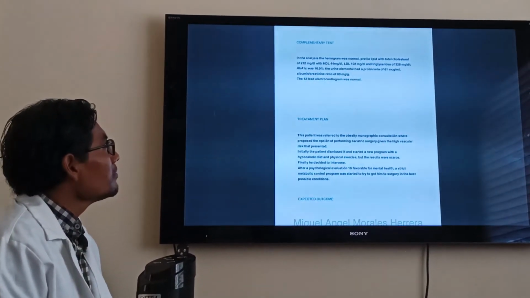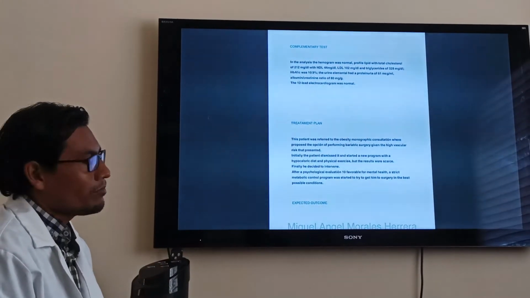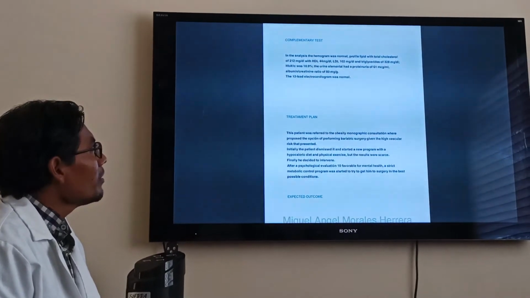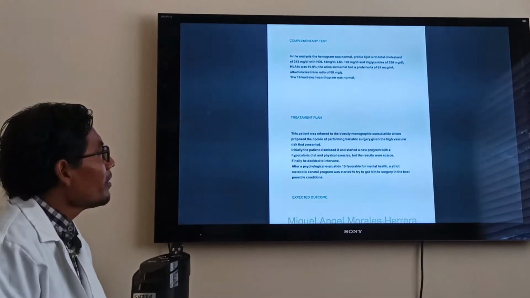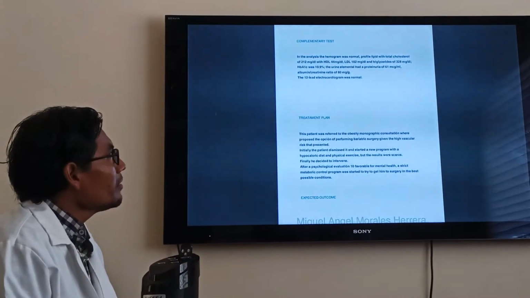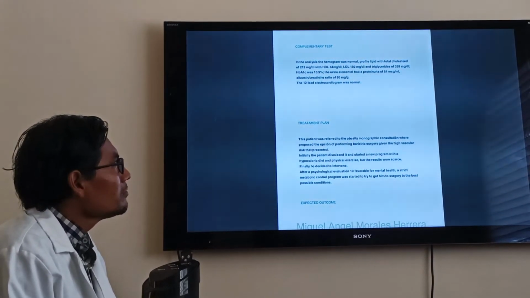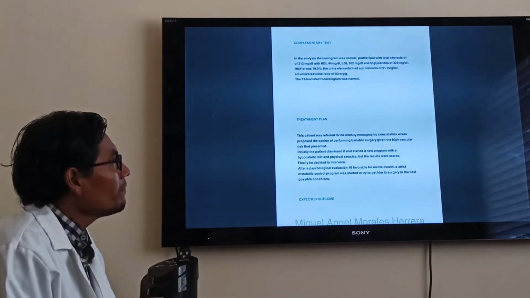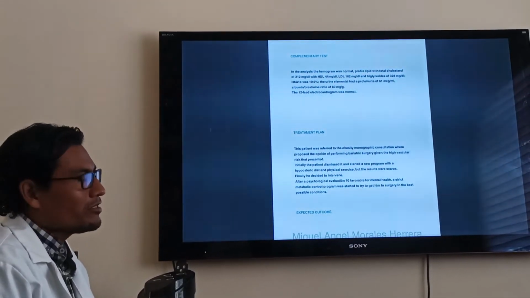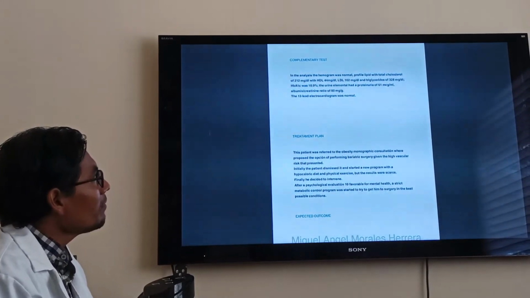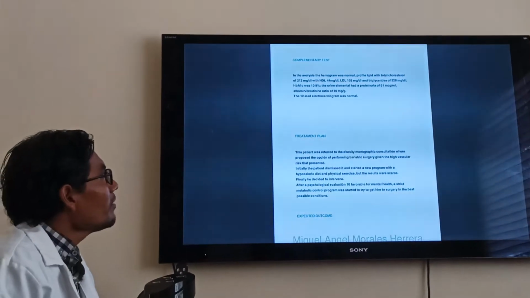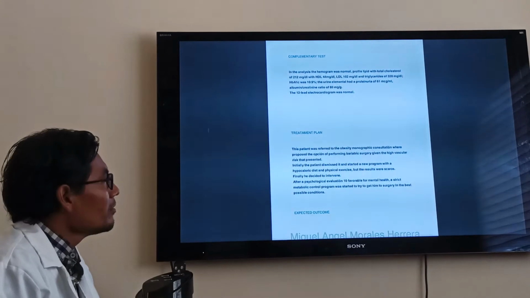And complementary tests. In the analysis, the hemogram was normal. Lipid profile with total cholesterol of 212 mg/dl, HDL 44 mg/dl and LDL 102 mg/dl, and triglycerides of 328 mg/dl. The urine albumin-creatinine ratio was 80 mg/g. The 12-lead electrocardiogram was a normal result.